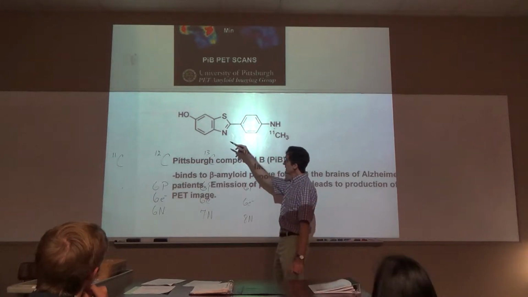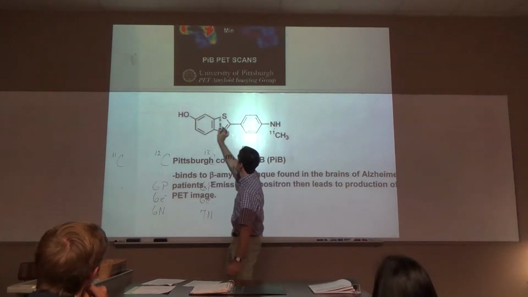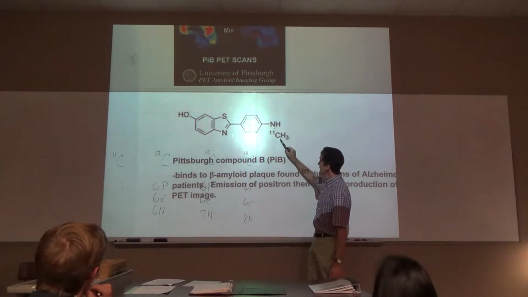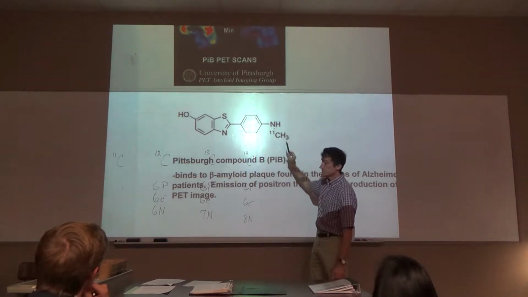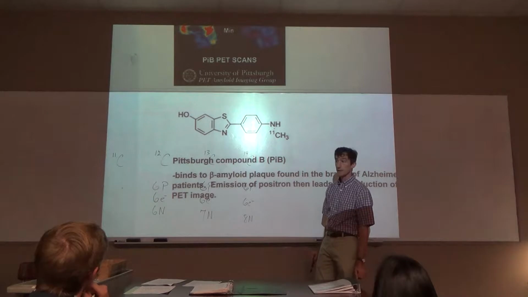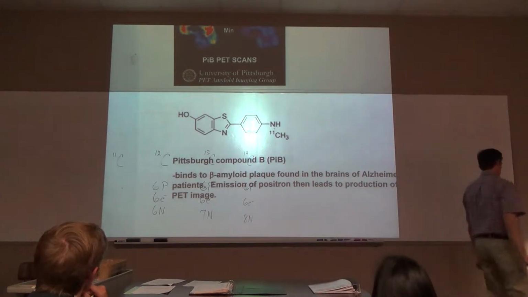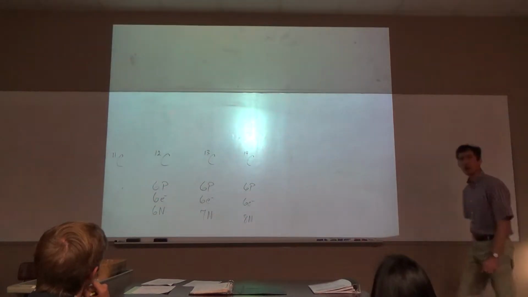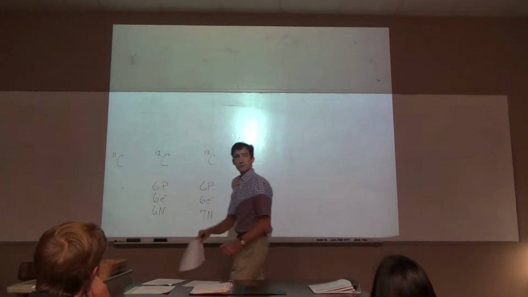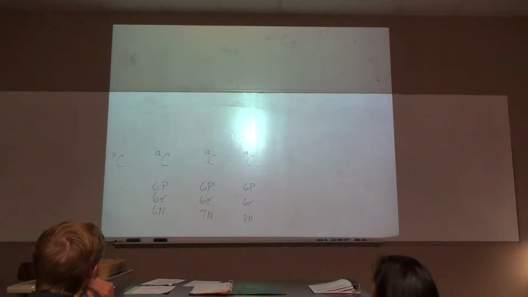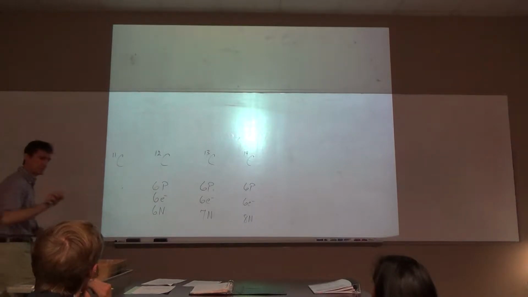It's a typical organic compound with some functional groups and heteroatoms, meaning non-carbons. This nitrogen has a methyl group, but the carbon is carbon 11. Okay? This compound has been synthesized somehow. The carbon 11 generates a positron, and the positron can be used to generate an image through positron emission tomography or PET imaging. Okay, question?